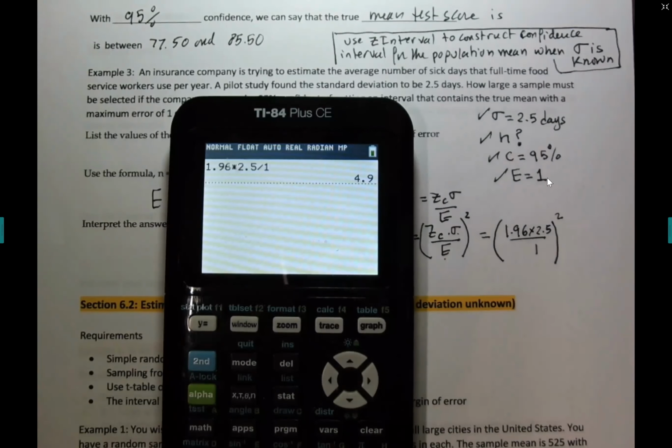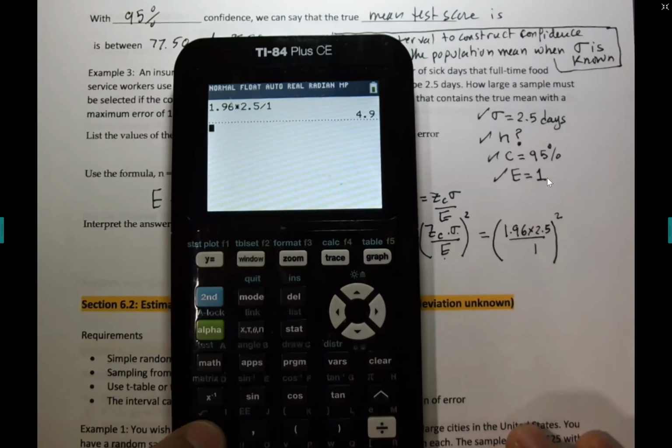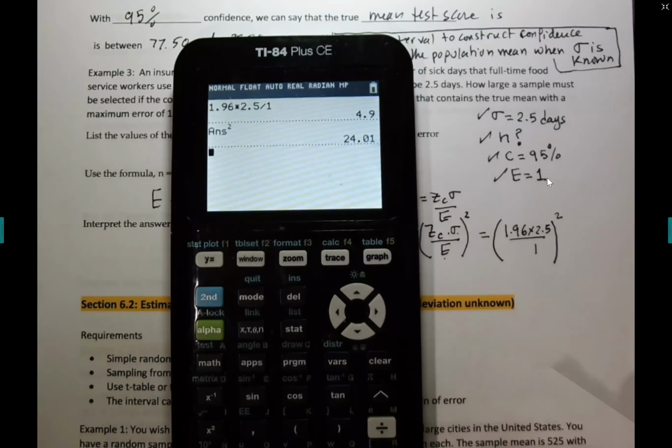And I'll tell you guys what happened with this question. A lot of students forget to square this one. You must square it. Here's how you square it. Just push this key right here. 24.01.